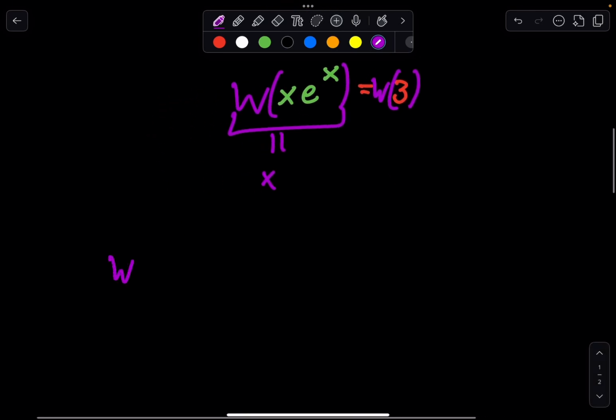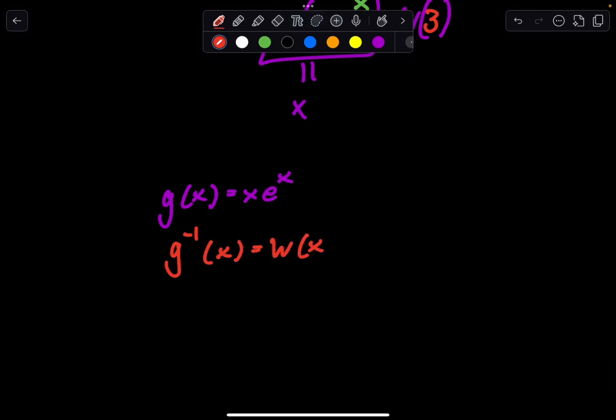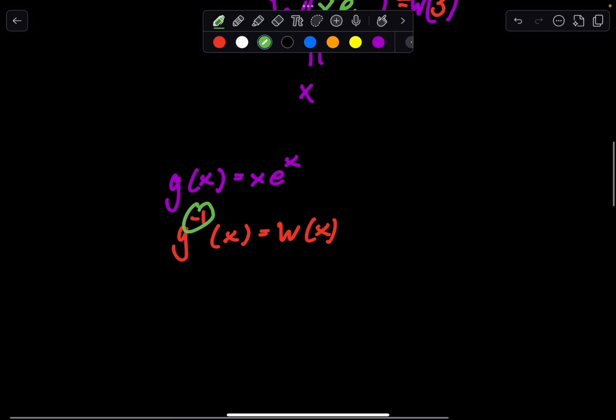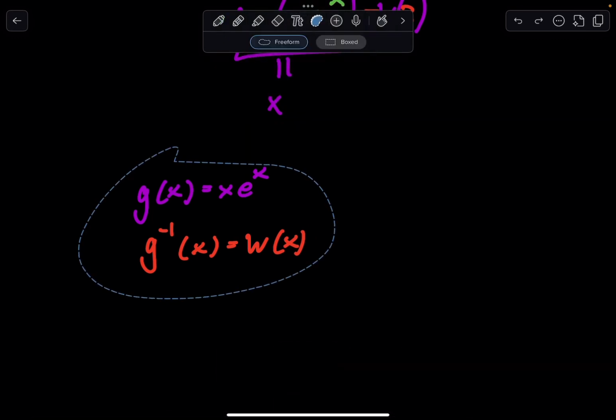So if I have g of x is equal to x times e to the x, that means g inverse of x is equal to W of x. Now remember, this -1 does not mean 1 over g of x. It's a very common beginner mistake, but that's not what it means. It means inverse. Now with this new knowledge, we can expand and move forward.